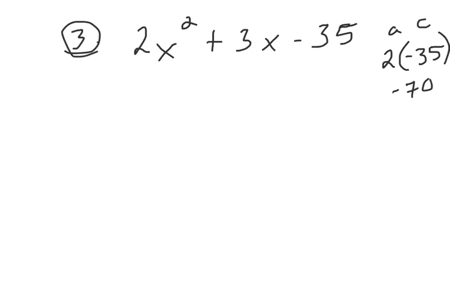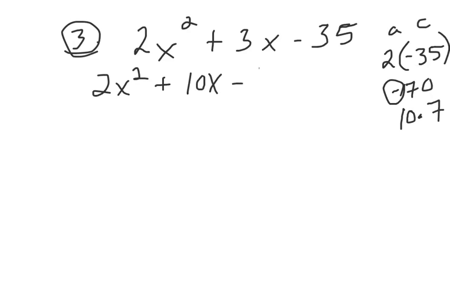Now, pause and ask the question, what two numbers multiply to give you negative 70? And when you add them together, you get positive 3. If that's not making sense in your head, you can ask this question. What two numbers multiply to give me 70? And then when I subtract them, I get 3. So those two numbers, those two values would be 10 and 7. So now, guys, I am going to take that trinomial and rewrite it as 10x minus 7x minus 35.